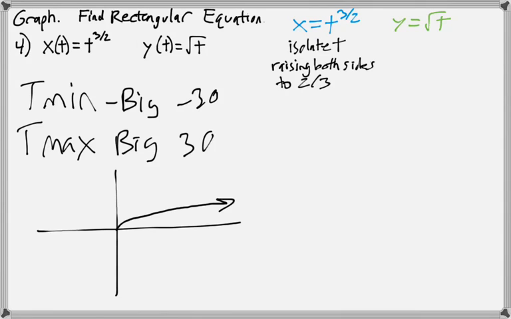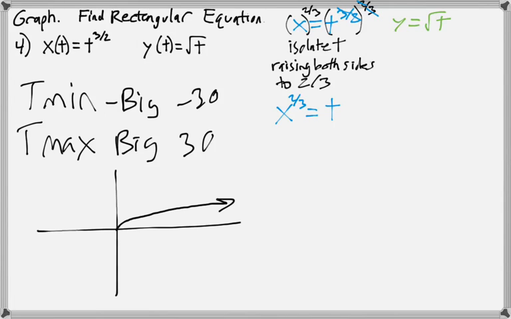So if I put this to the 2/3 and this to the 2/3, then on the left I'll have x to the 2/3, and on the right these will cancel out and just give you t, because power to power means that you're multiplying the exponents, and if the exponents are reciprocals of each other, then they'll just cancel out. So it's kind of a neat trick.